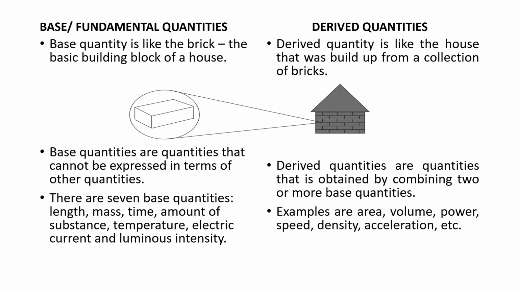You can go on and on. You can talk about power, density, acceleration. For example, acceleration is change in velocity over time, isn't it? And velocity is displacement over time. Displacement is also measured in length. Time is a base quantity. So what we are saying, very simple, is that to get a derived quantity, you need 2 or more of these base quantities.